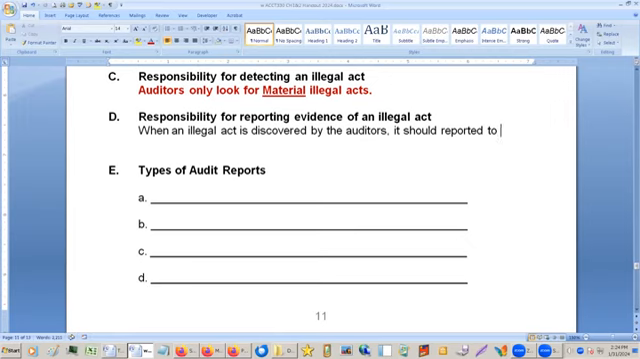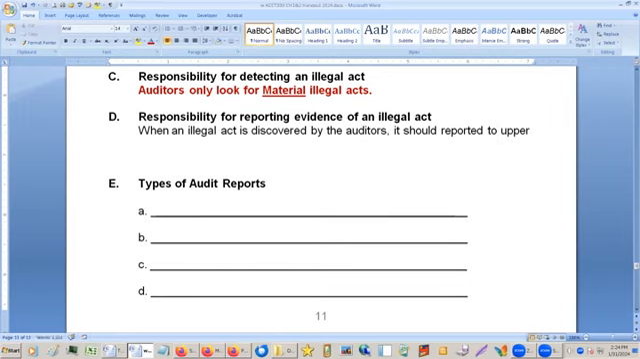to upper management and board of directors, and if they have an audit committee, the audit committee. Audit committee is part of the board of directors. So if they don't have an audit committee, report to the entire board of directors.